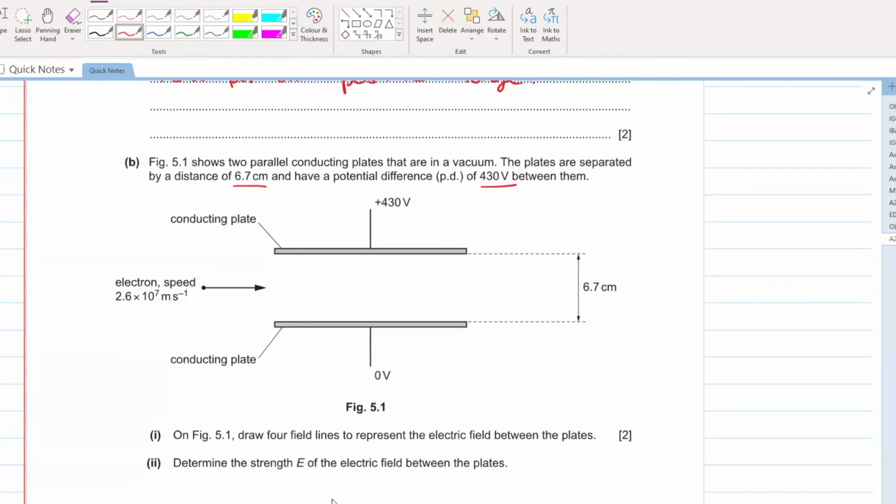Yeah, Wahab, you can write that definition as well. No problems in that. Okay, you have to draw electric field lines here. How will you do that? From higher potential to lower potential, like this.